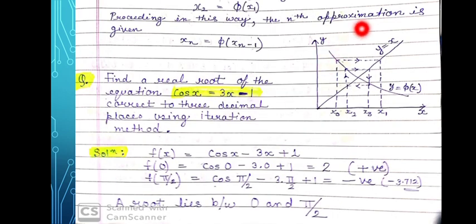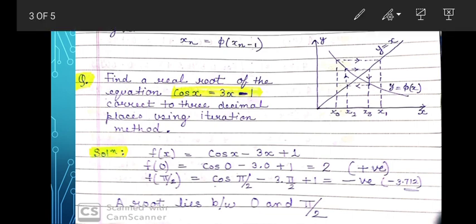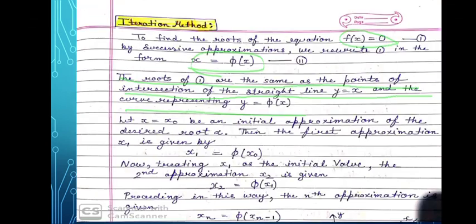This is the graph. This is the equation y equal to x, and this is y equal to phi(x). The intersection of these two is the point where you will get the root of the equation. So this is the graph of whatever I have explained earlier.